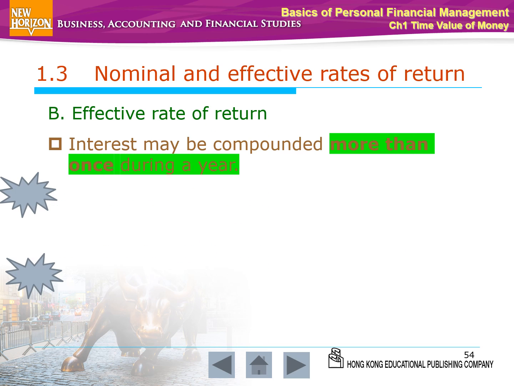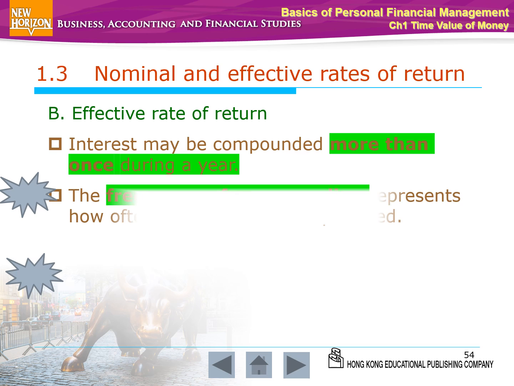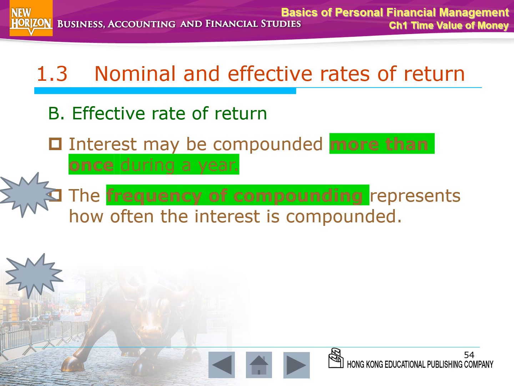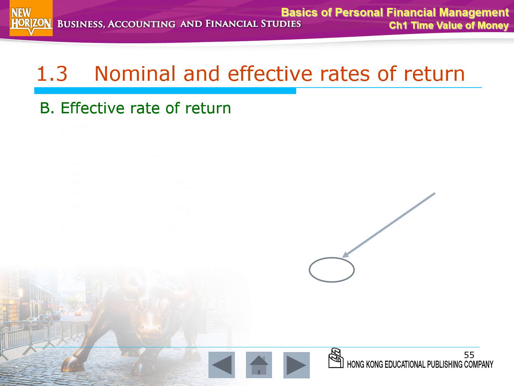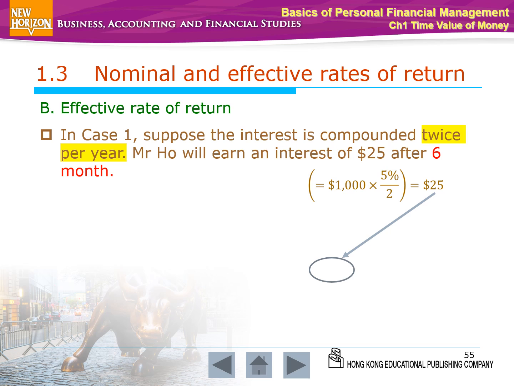But for the effective rate of return, interest can be compounded more than once during a year. The frequency of compounding represents how often interest is compounded. If the interest is compounded more than once during a year, the nominal interest rate cannot reflect the actual return of an investment. The effective rate of return, ERR, will be used. Look at the case as an example. In case 1, suppose the interest is compounded twice per year. That means compounded semi-annually.